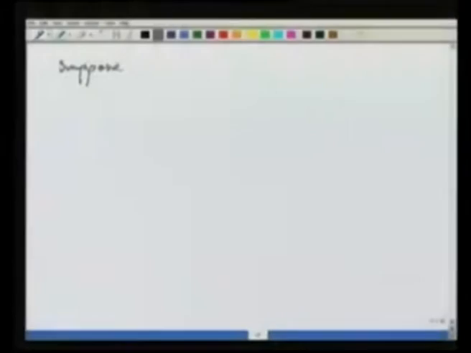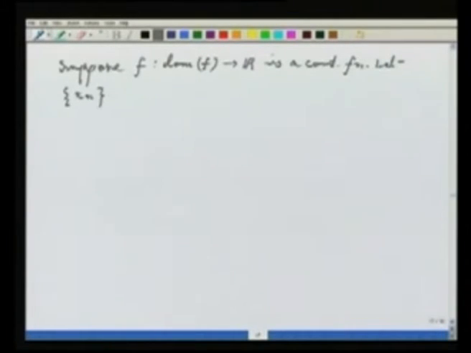Now let us ask the following question. Suppose f from domain of f to R is a continuous function, and let xn be a Cauchy sequence.